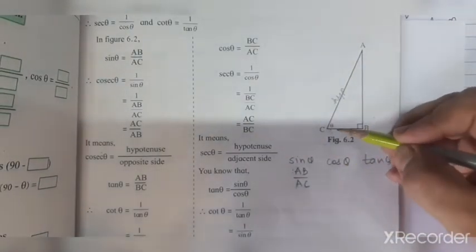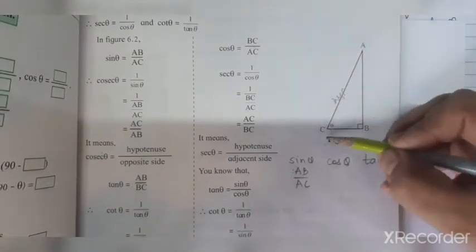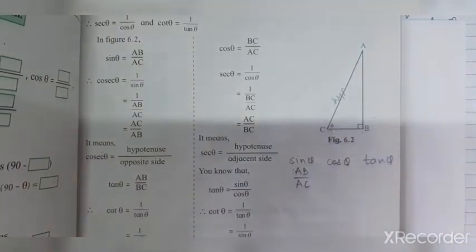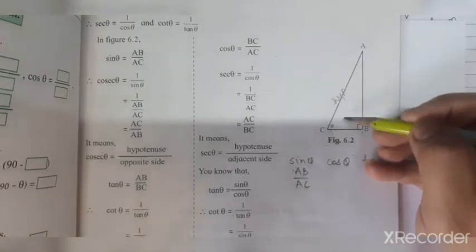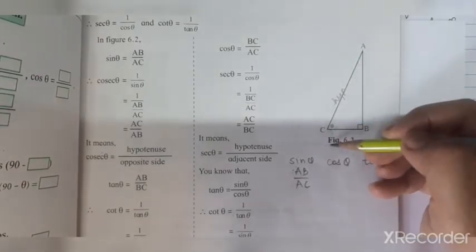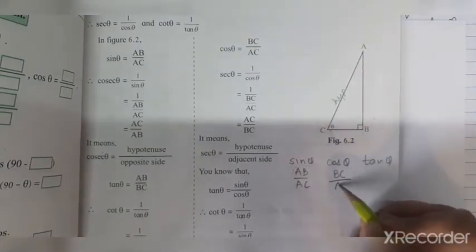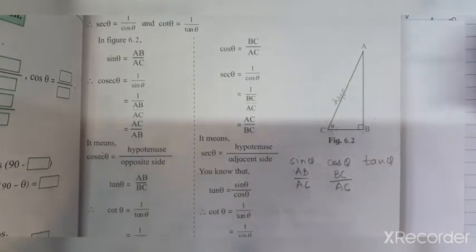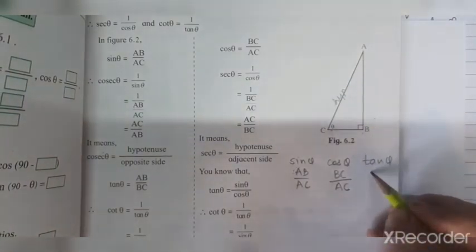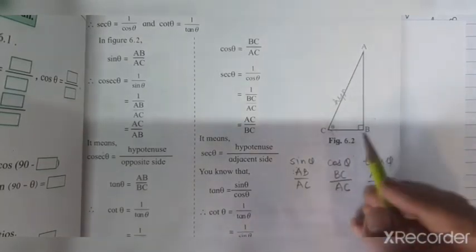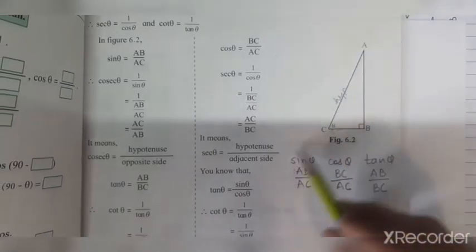Cos theta will be the adjacent side upon hypotenuse. Now this is the theta angle here. There are two adjacent sides, AC is also adjacent and BC is also adjacent. Adjacent means next to it. Out of AC and BC, we will not take AC because it is already the hypotenuse. So the adjacent side is BC, so BC upon hypotenuse AC. And tan theta is opposite side upon adjacent side. So in tan theta, the opposite side is AB, and adjacent is BC, because AC is the hypotenuse. So this we have studied.